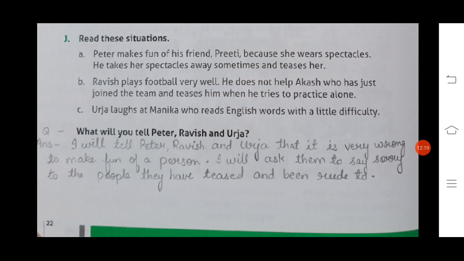So what will you tell? Answer is, I will tell Peter, Ravish and Urja that it is very wrong to make fun of a person. I will ask them to say sorry to the people they have teased and been rude to.